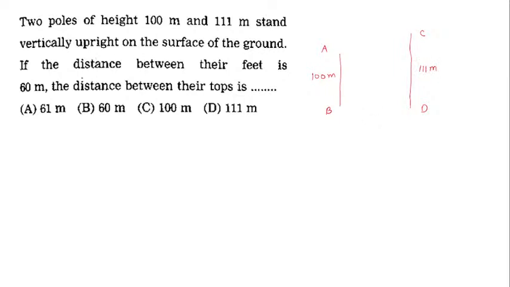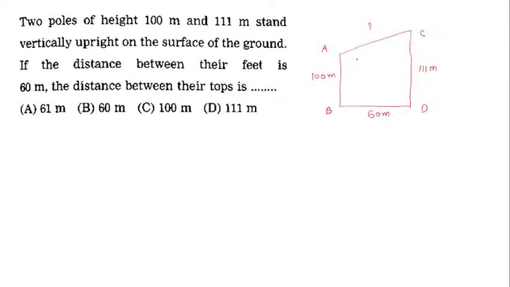Now it is given that the distance between their feet, so B and D are their feet, so this distance is given to be 60 meters, and from this we have to find the distance between their tops. So tops for two poles are A and C. We have to find the distance AC. So this is the diagram we have drawn according to the information given in the question. We have to find AC.